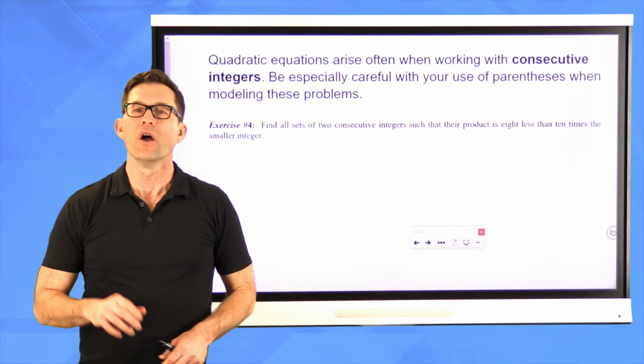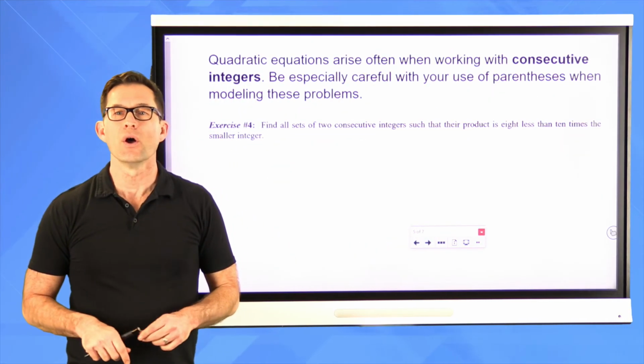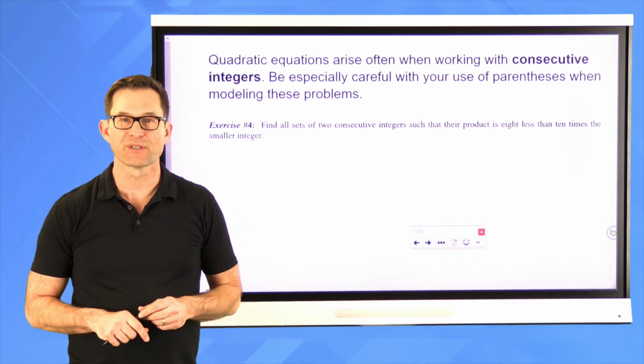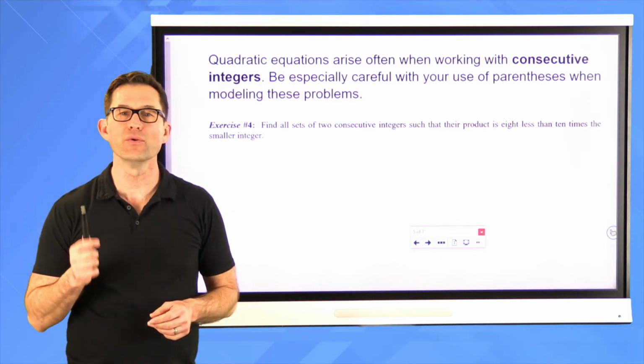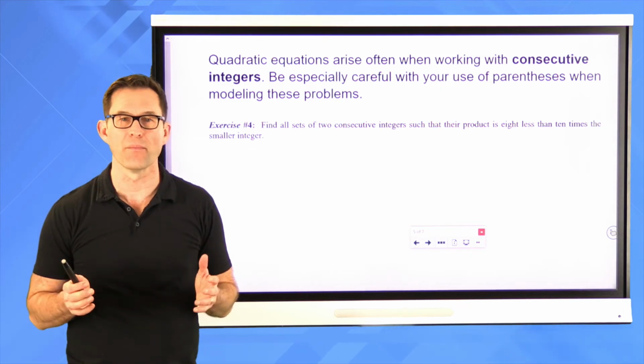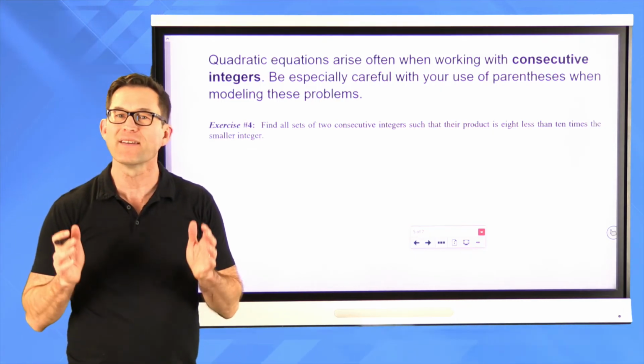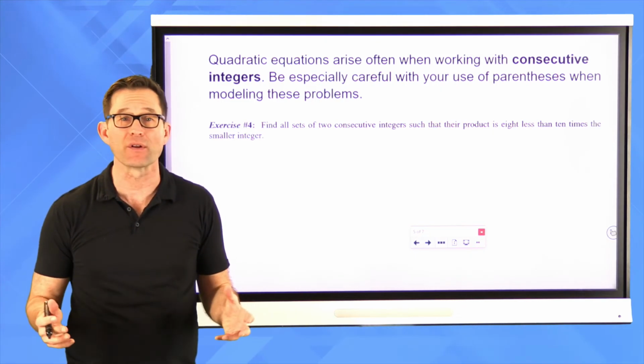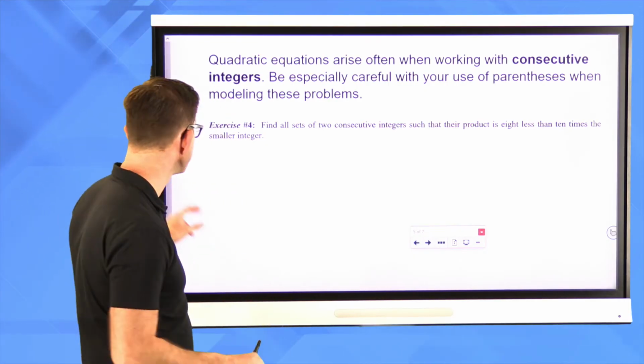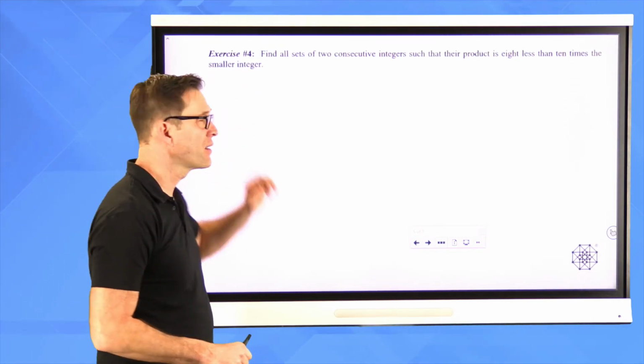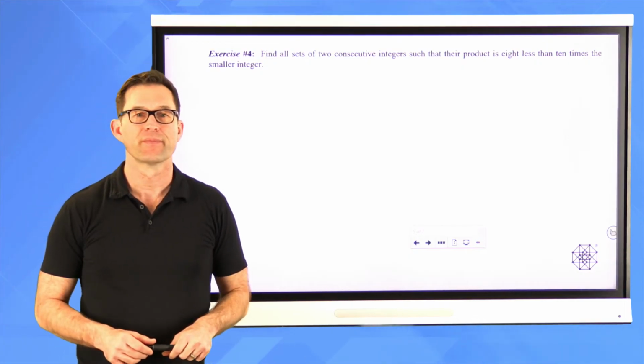All right, here we go. Quadratic equations arise when working with consecutive integers. Be especially careful with your use of parentheses when you model these problems. If you've got a binomial, get parentheses around it. It can't hurt. It just can't hurt, right? So be careful there. Let's talk about exercise number 4.